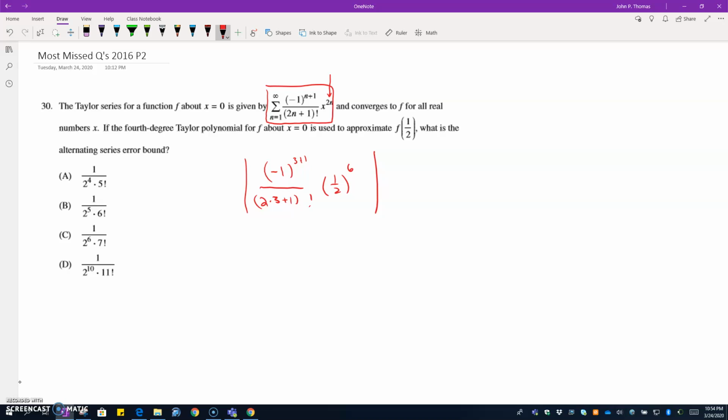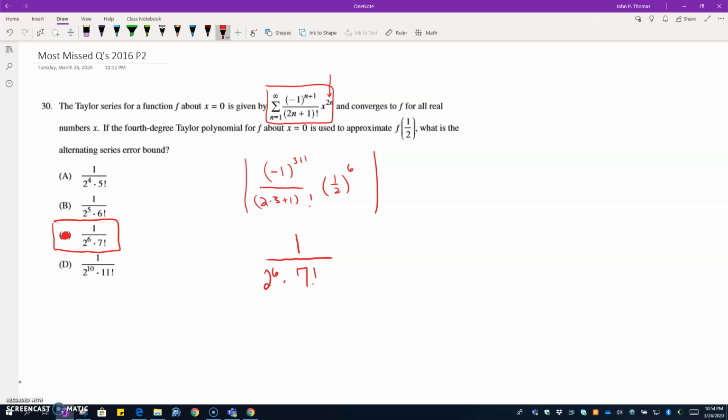So in the top, I'm going to have a negative 1 to the 4th, which is just 1. I'm going to have a 1 to the 6th, which is just 1. So I have a 1 in the top. In the bottom, it looks like I have 2 times 3, which is 6, plus 1, which is 7. So I have a 7 factorial. And then I have a 1/2 to the 6th, so I'm going to have a 2 to the 6th in the bottom. Alright, so it looks like out of our choices, that is going to be choice C. Alright, and that would be our correct answer for this particular problem.